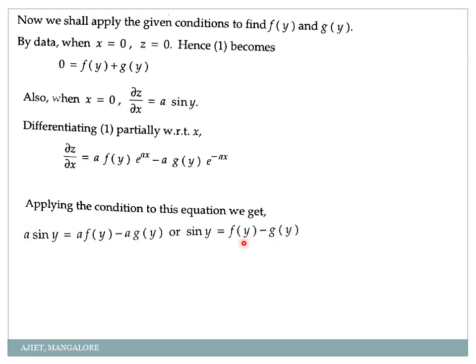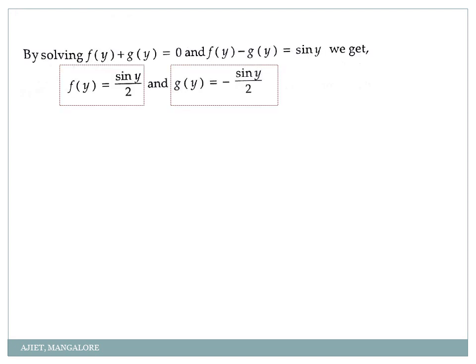So again what will you do? Add and subtract. When I add, g of y will get cancelled. When I subtract, f of y will get cancelled. So that's what I have done directly over here. When I add these two equations, my g of y will get cancelled. 2 f of y is equal to sin y, or f of y is equal to sin y by 2. When I subtract these two equations, f of y will get cancelled. g of y plus g of y is 2 g of y, is equal to 0 minus sin y, which is minus sin y, or g of y is equal to minus sin y by 2. That's it. Very simple. Okay. Same as the previous problem, as you go on doing, you will get it very easily.